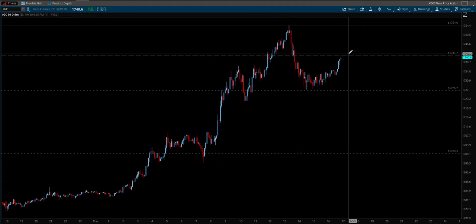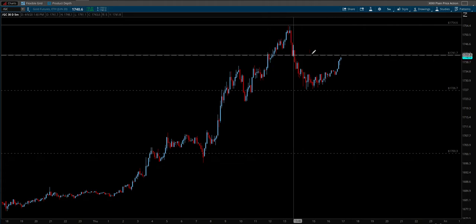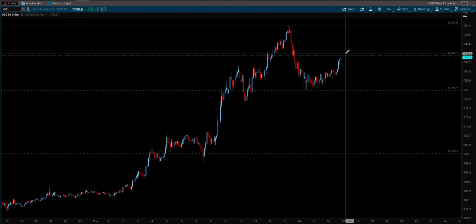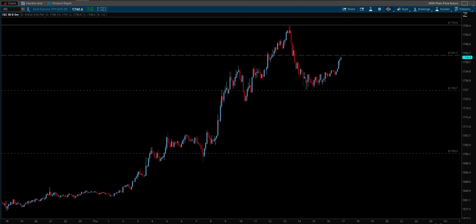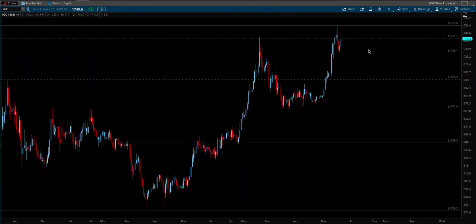But until proven otherwise, prior support becomes resistance. So right now, probability-wise, it's going to hold. If it breaks through, that's fine. There's not a guarantee. It just gives you a probability of what may or may not happen.